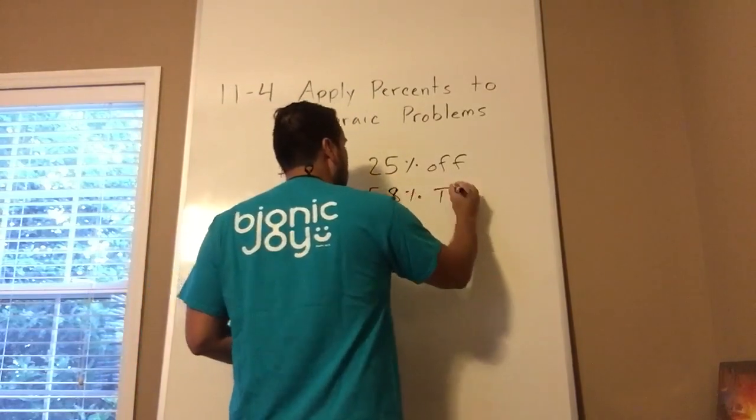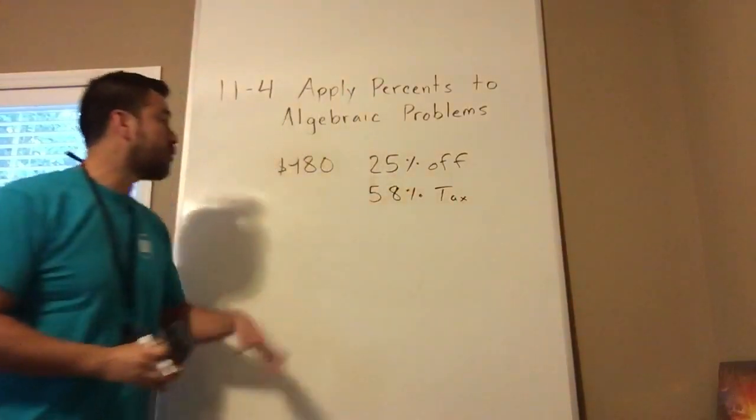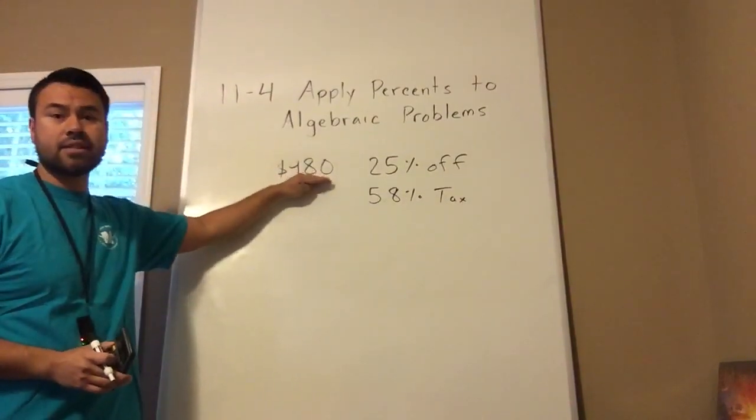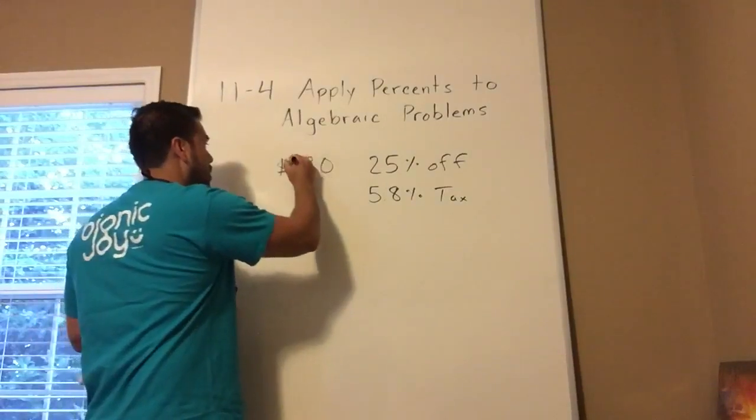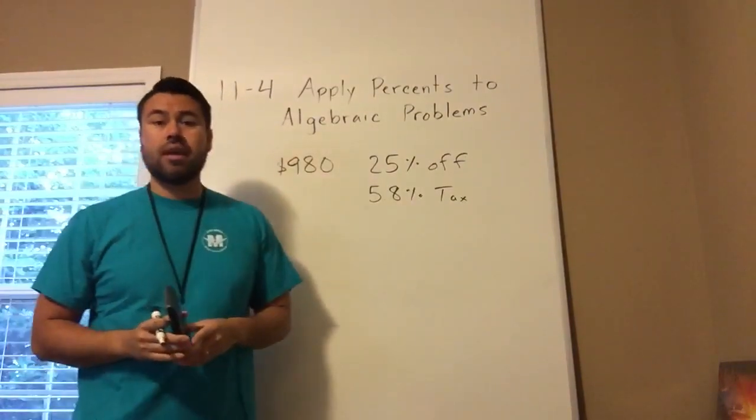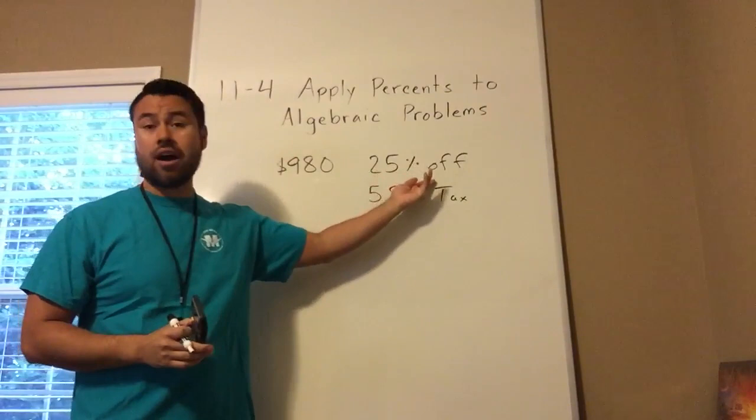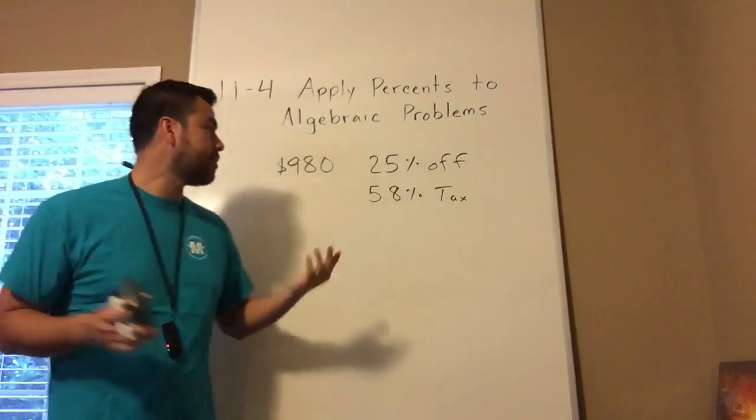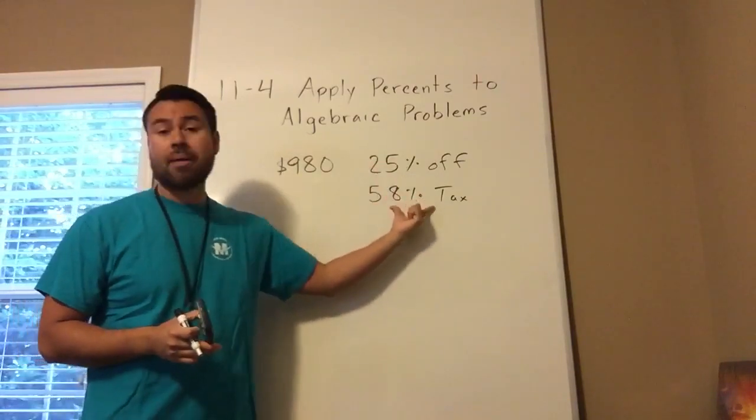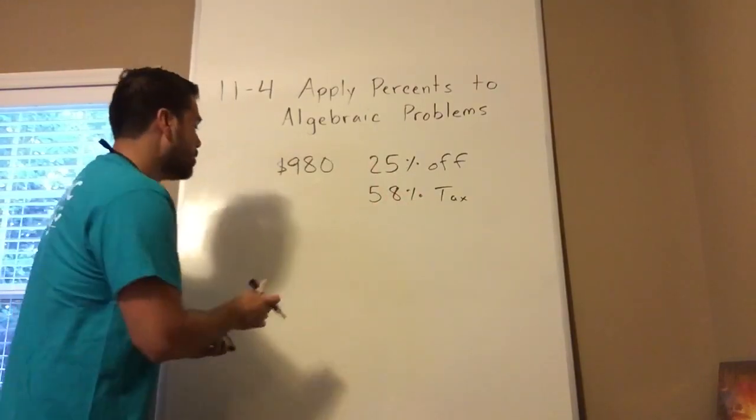5.8% tax. Okay, so first of all, this is how much the item is listed for. The printer costs $980. But it's 25% off. So he's going to pay less than the $980 because it's on a sale. But then he has to pay 5.8% tax. So this is a two-step problem here.